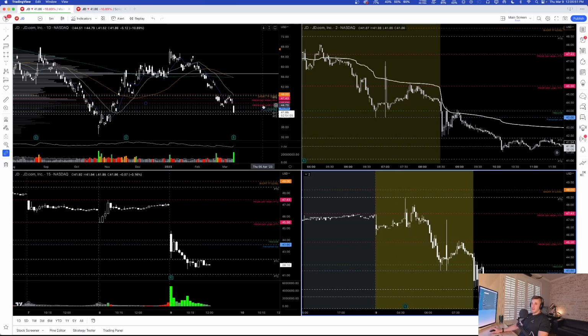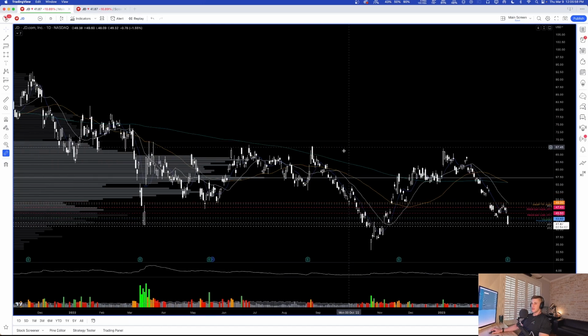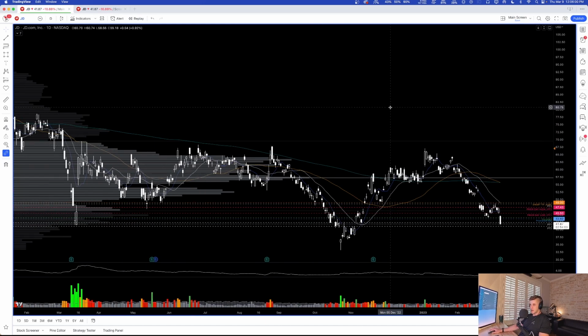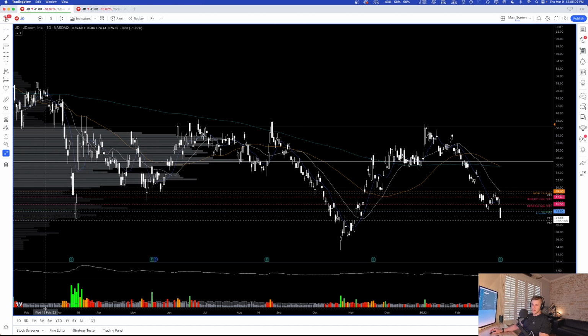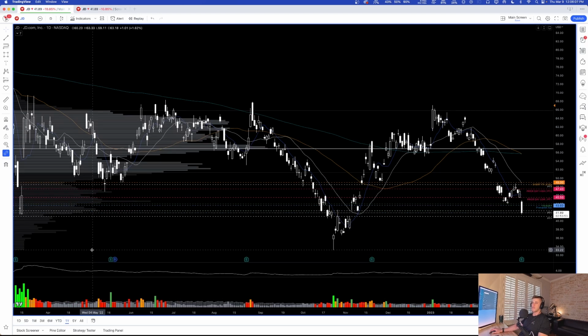Okay, looking at the JD chart here, as always, I prefer to start on the daily chart. The reason is, as a reminder, it's probably going to be a review for a lot of you, we just want to see the greater context of the setup. I prefer to look at the 1 year daily chart just to get a sense of what I'm looking at.